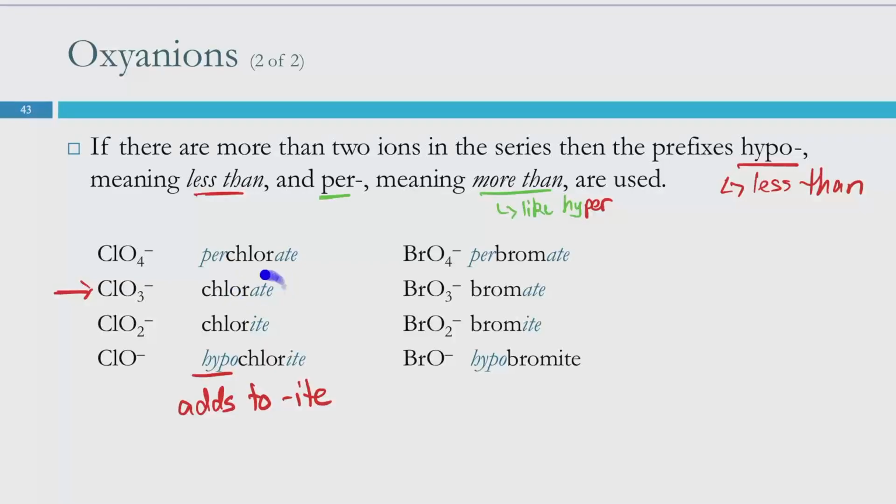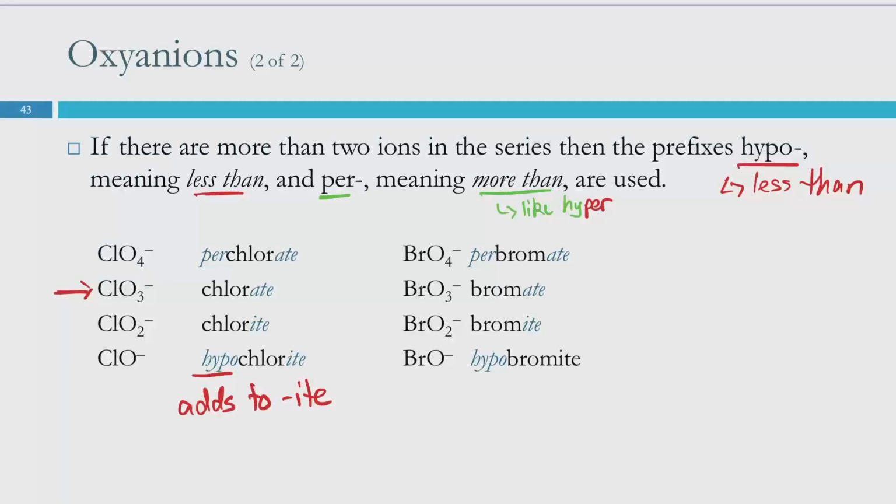For our ATE ending, you can also go up. You can add 1 oxygen. So ClO4 minus, you get the per prefix on there. So per just means add 1 more to whatever your ATE ending was. It'll always be per and ATE that go together. It'll always be hypo and ITE that go together. Never hypo and ATE. You're never going to have hypochlorate. That's not a thing. You're never going to have perchlorite. That's also not a thing.